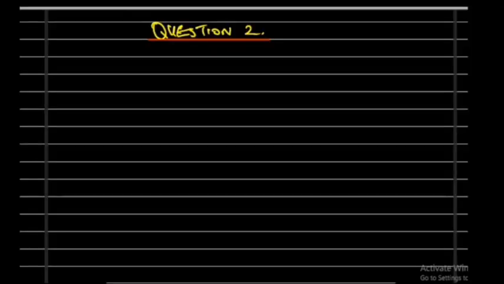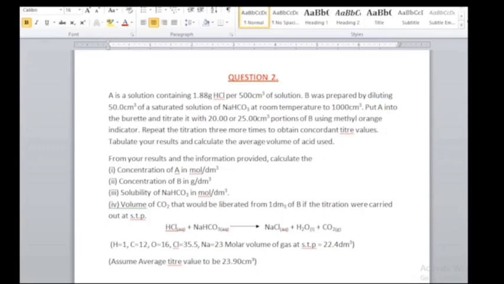So without wasting our time, let us quickly go to that. Now in the question, they said we should make use of 23.90 as the average titre value for this particular question. So let us quickly write what we have from the question.